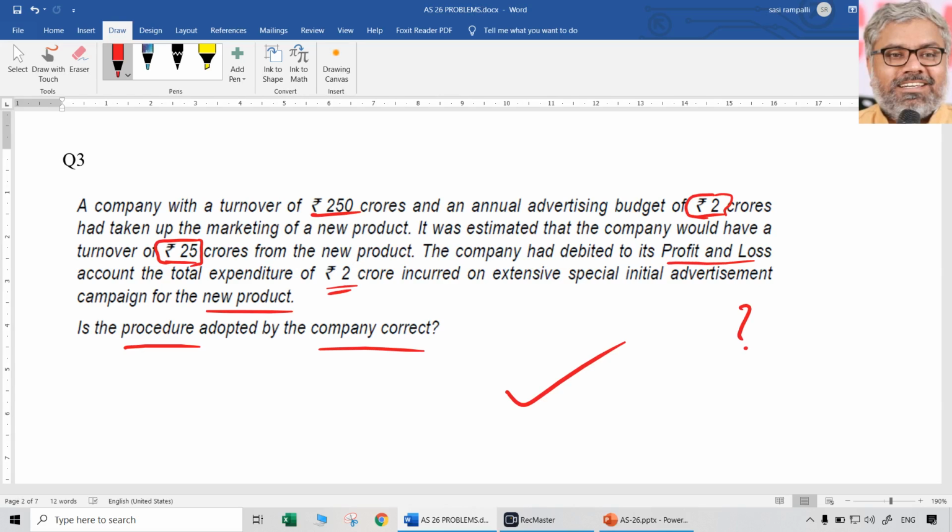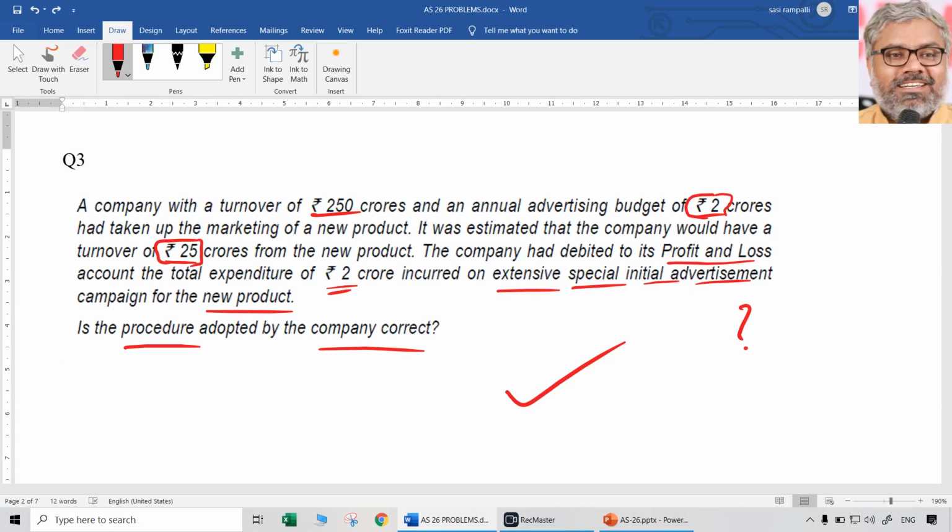We cannot measure the cost of this intangible reliably. 2 crores is not entirely intangible. Only some of that is spent on the special initial advertisement campaign. How do we know that this advertisement campaign alone is going to bring the additional turnover? Where is the matching of that? Not possible. Quantifying, matching, and directly attributing that expenditure to this advertising is not possible. So on whether the intangible asset should be recognized or not in this case, the answer is it should not be recognized. And that's what the company did.